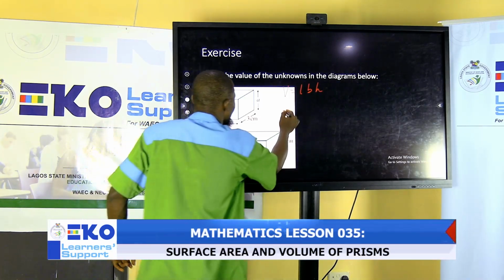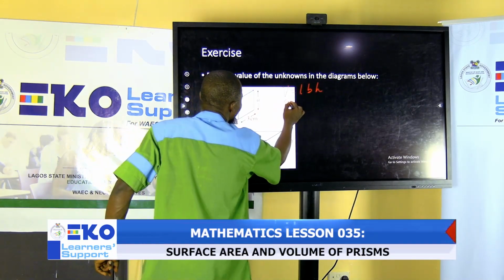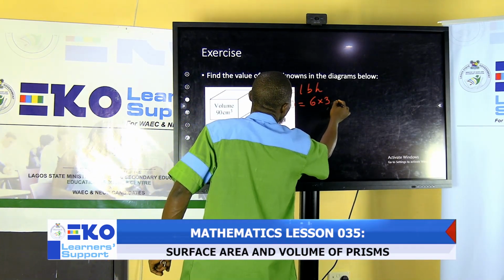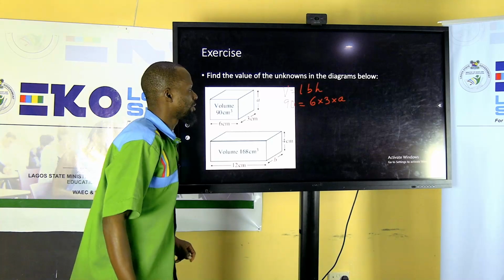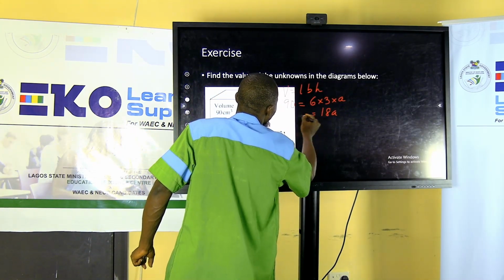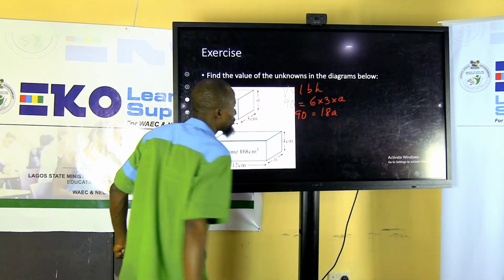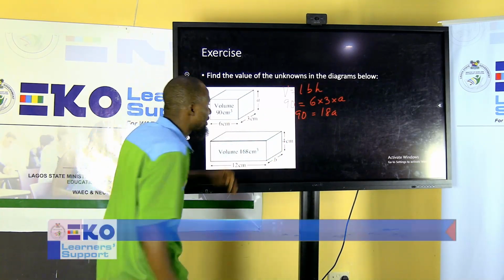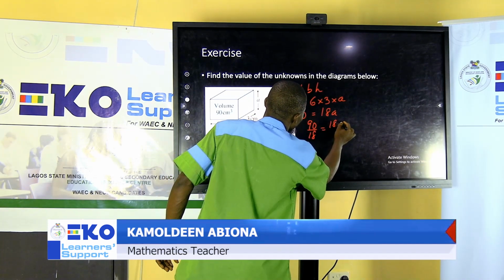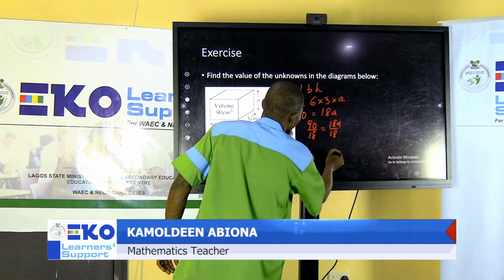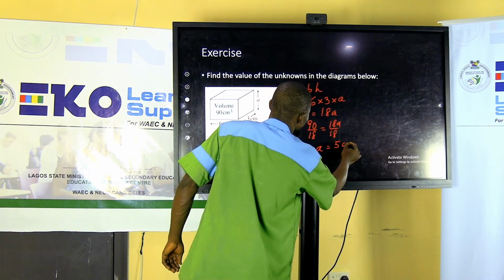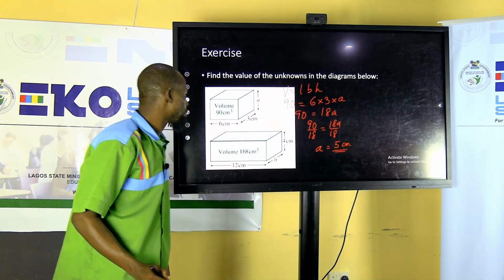Okay? So the volume we have been given as 90. It should be equals to what? 6 times 3 times A. So it means 18A equals what? 90. So in that case, we divide both sides by 18. So 90 divided by 18 equals 18A divided by 18. So from there we can say that A equals 5. That is 5 centimeter. A equals to 5 centimeter.